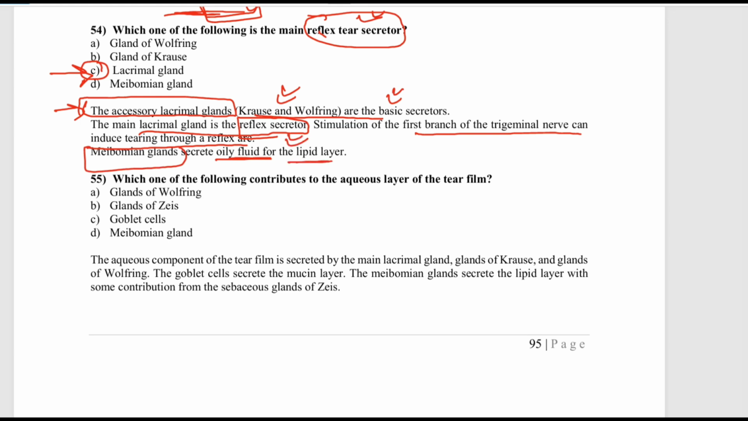The next question is, which of the following contribute to the aqueous layer of the tear film? The options are glands of Wolfring, glands of Zeis, goblet cells, meibomian glands. So the correct option is glands of Wolfring.